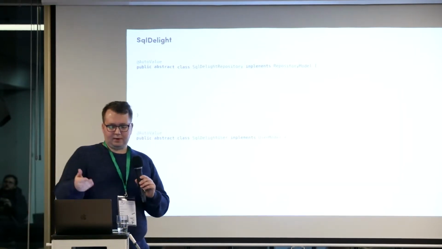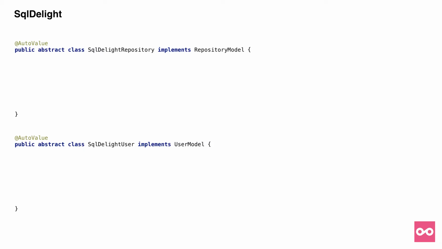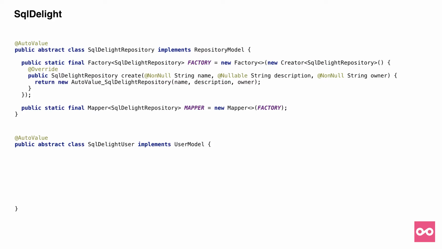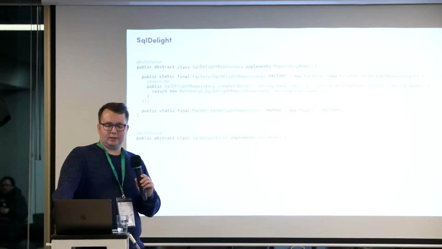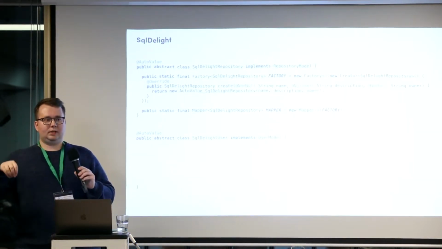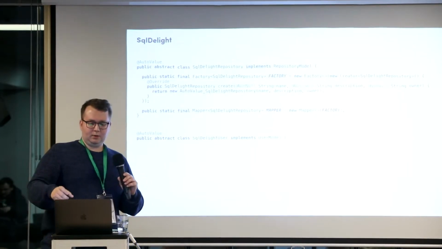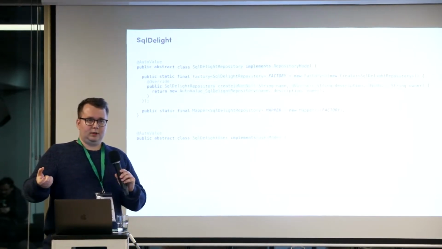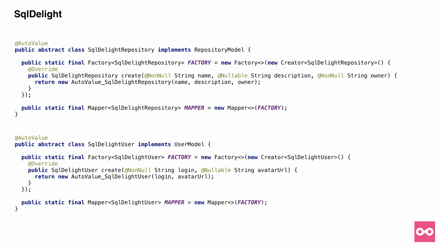There's one extra step. Of course, I have to create a similar mirror image of the user model, and I need to add a factory and a mapper. The factory is the object we will be using to perform the queries, and the mapper is another object that allows us to map the cursor that we read from the database open helper to the actual object. So this is just boilerplate that you need to write at the moment with version 0.6.